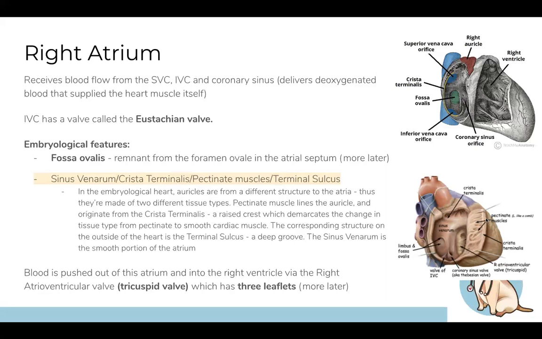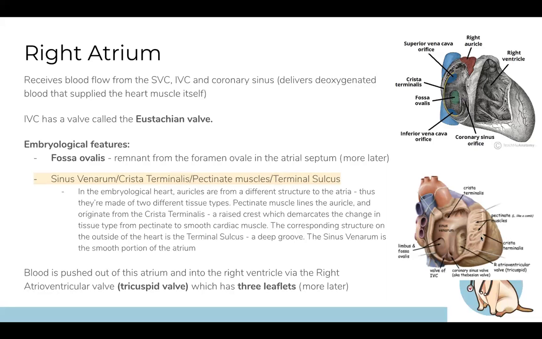And the terminal sulcus is the crista terminalis, but on the outside, so it's the same thing. It's just the surface landmark. And then the pectinate muscles, as we mentioned, are these ridgy bits. So in the embryological heart, the auricles actually come from a different place from the atria. So this is why they're made of two different tissue types. That's why you have your rough bit and your smooth bit.